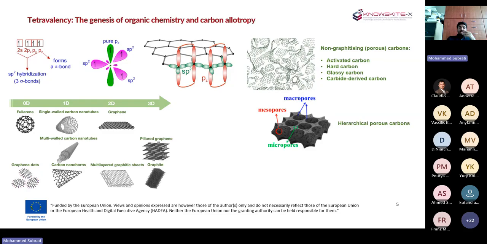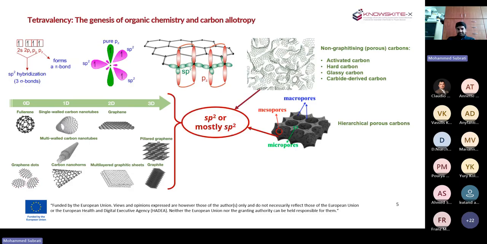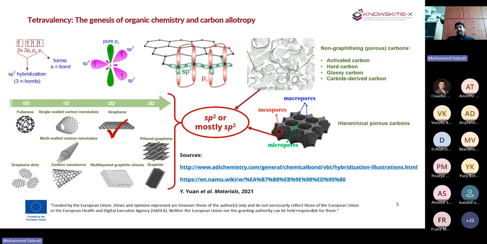So since we don't have much time, I'll be focusing, as I said earlier, on the simplest of this family of sp2 carbons, that is graphene, and of course the hierarchical porous carbons, which are the most interesting among the family of porous carbon materials.